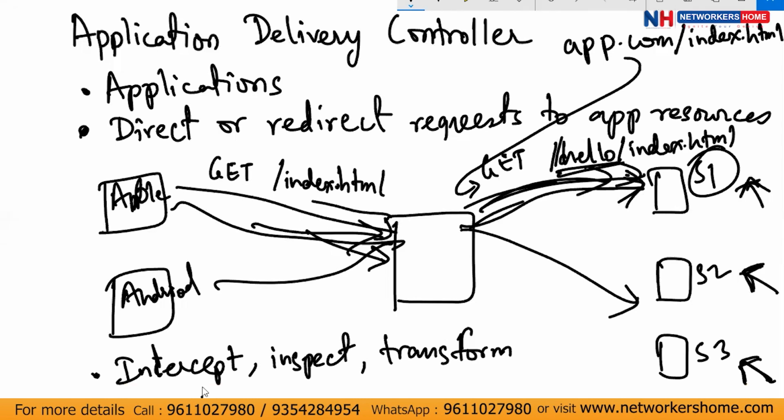Then your ADC also has the capability to verify the health of the server, because there is no meaning in sending the application traffic to a server which is actually down. So your load balancer needs to make sure that the server the request is going to is in a healthy state. On a periodic basis, it performs the health check of the backend servers, and only when it finds that the server is in a healthy state does it send the application traffic towards it.